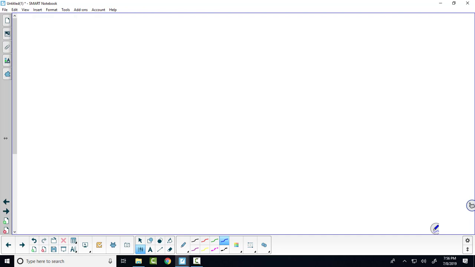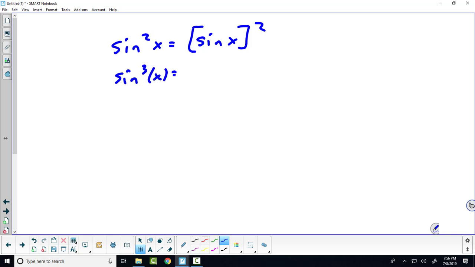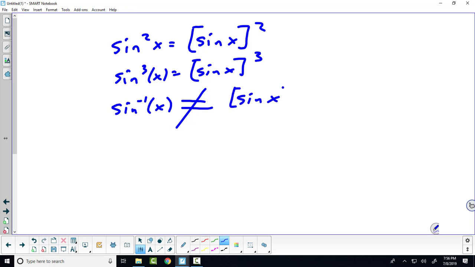But let me just show you this. I told you earlier, hey, folks, when you see sine squared of x, if you're confused about that, go ahead and write it as sine of x squared, because that's really all it's shorthand for, and that was true. And by writing it this way, it just made your life easier. Same thing if we had sine to the 3rd power of x. That would be the sine of x to the 3rd power. Sine inverse of x, though, does not equal sine of x to the negative 1 power.